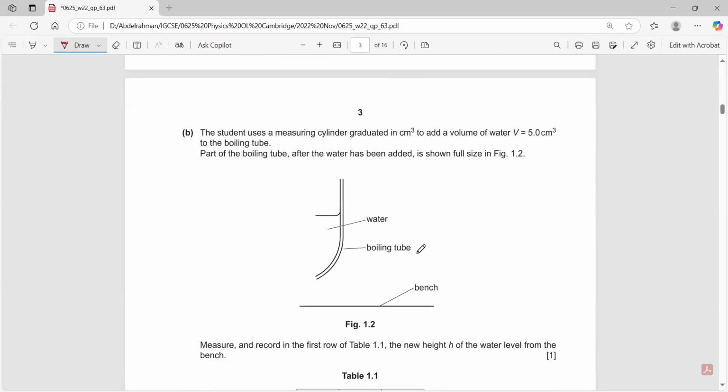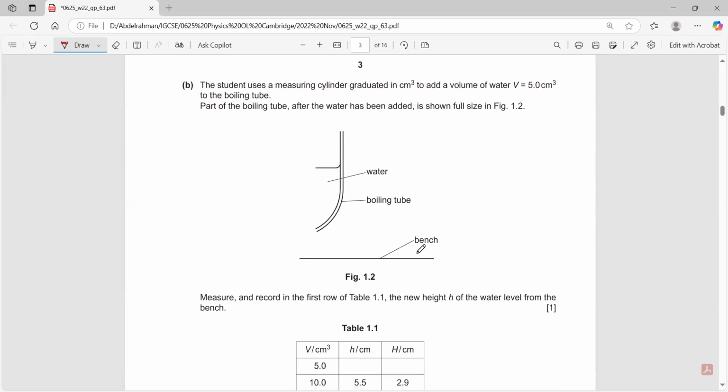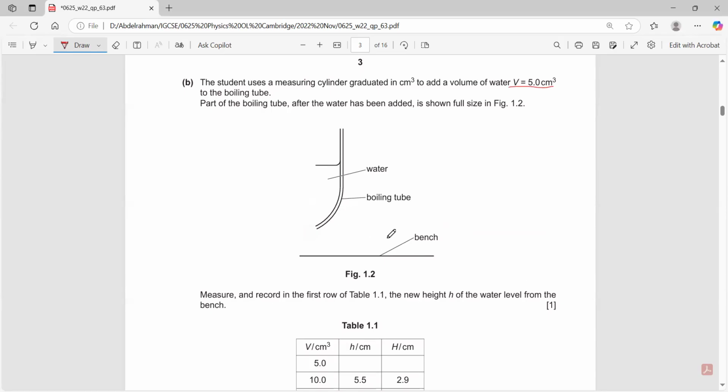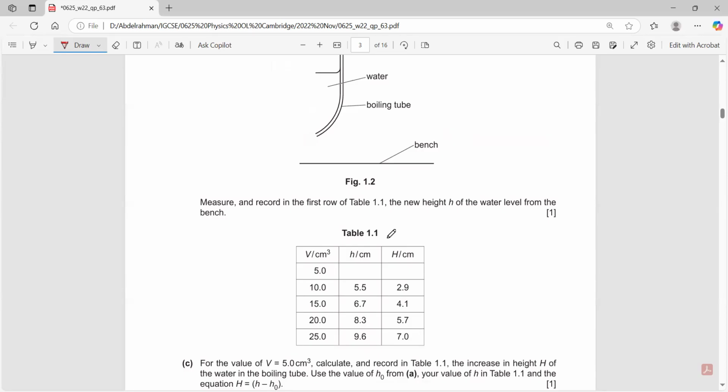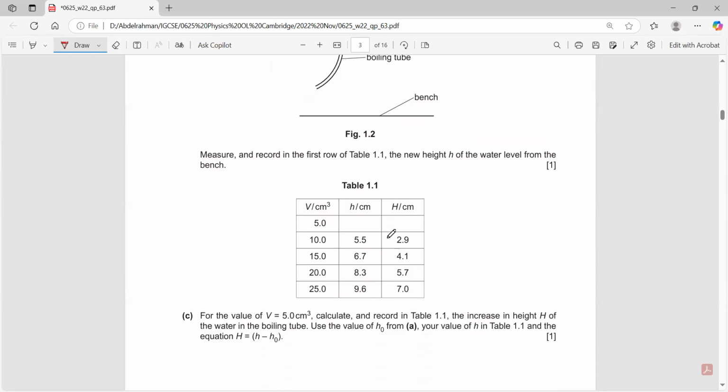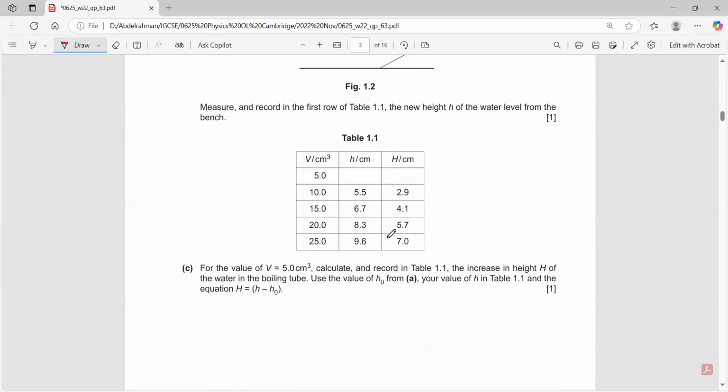Then the student uses a measuring cylinder graduated in centimeters cubed to add a volume of water V of 5 centimeters cubed. So each time she keeps on adding 5 centimeters cubed to the boiling tube, and each time she measures the new height. For the value of V equals 5 centimeters cubed, calculate and record in table 1.1 the increase in height H.